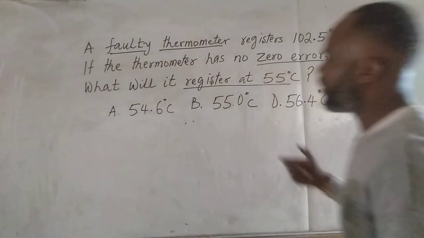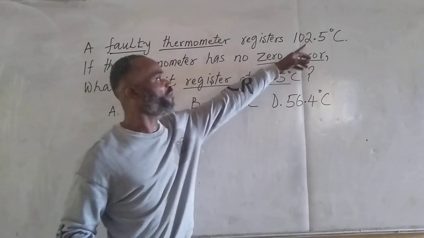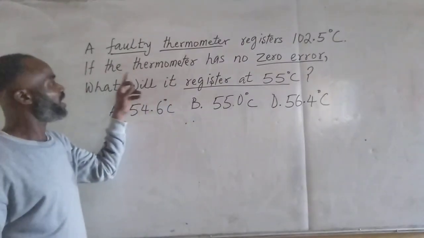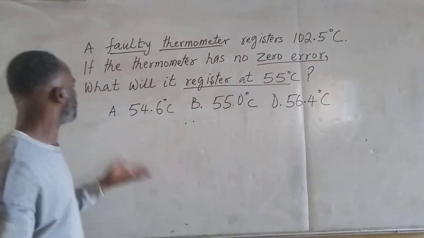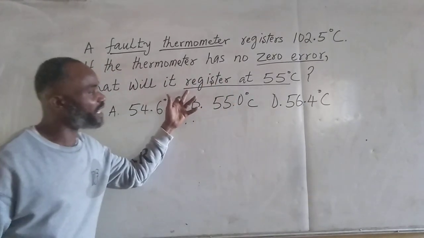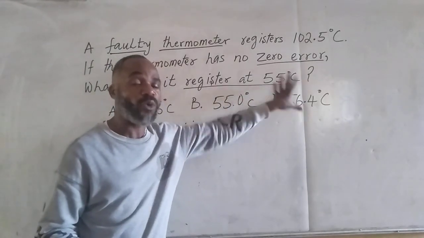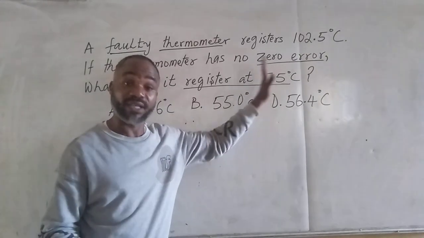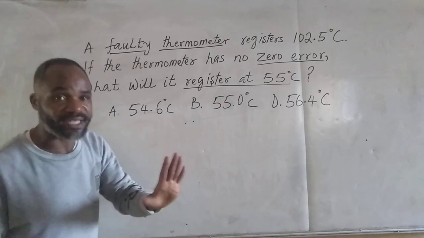A faulty thermometer registers 102.5 degrees Celsius if the thermometer has no zero error. What will it register at 55 degrees Celsius? That's the question. Remember, the thermometer is 40.